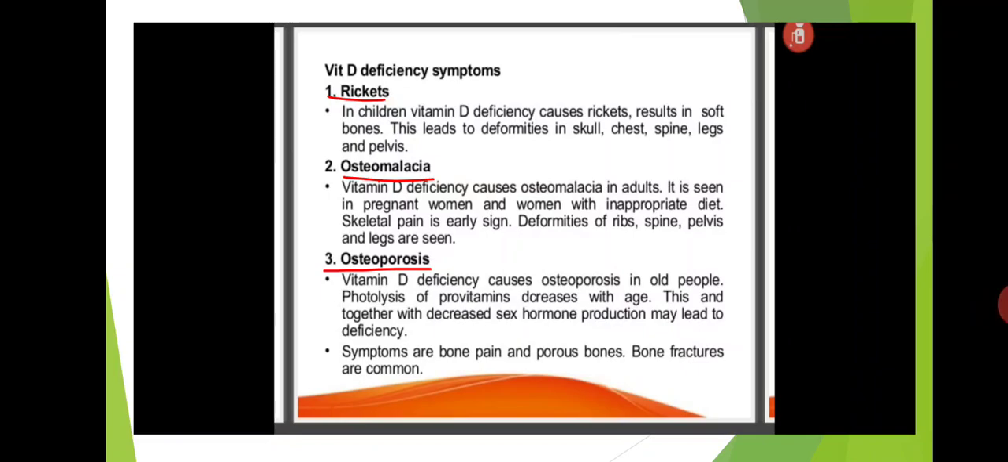Okay, it is generally seen in pregnant women with inappropriate diet. The symptoms are skeletal pain in ribs, spine, pelvis, and legs. Okay, osteoporosis. Vitamin D deficiency causes osteoporosis in old people. That is, photolysis of provitamins decreases with age. Okay, and symptoms are bone pain, porous bones, and bone fractures are common features.